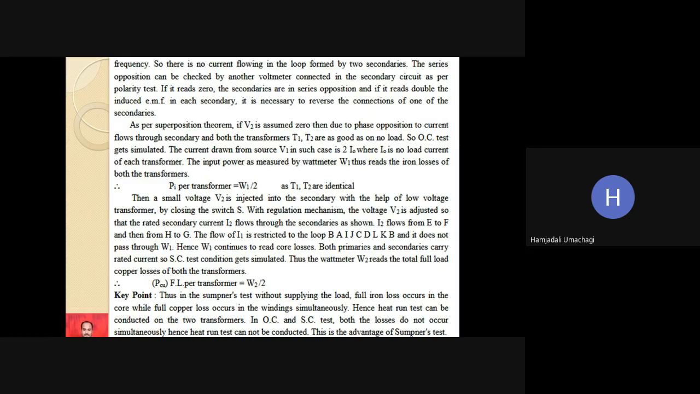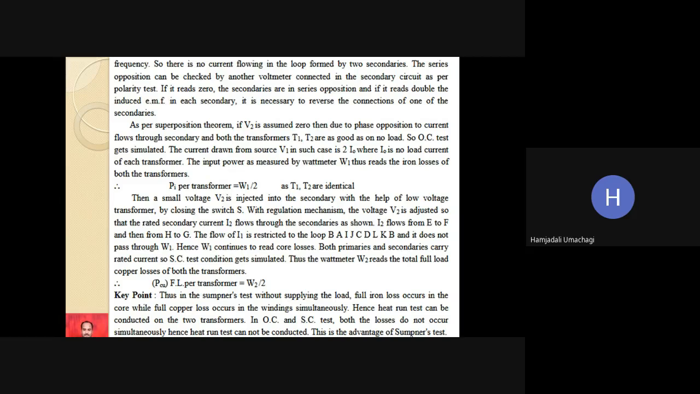So these are all the advantages of Sumpner test, and these advantages are not possible in the normal open circuit and short circuit test, because there we are conducting OC and SC test separately, and there we are not connecting any load. But here Sumpner test is a form of OC and SC test only. Both OC and SC test will be conducted simultaneously, and that too loading condition is also present. Since loading condition is present, heat run test is possible.